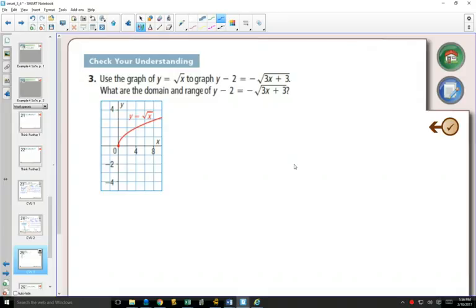The 3 inside, the first 3, horizontal compression. We're going to multiply x by 1/3. The next 3, the plus 3, translation 1 to the left.